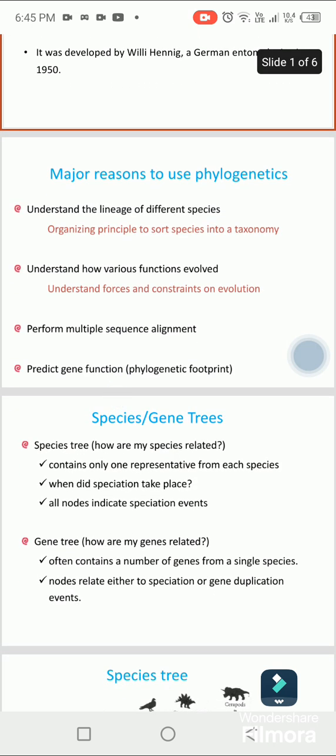Major reasons to use phylogenetics: understand the lineage of different species, organize a principle to sort species through a taxonomy, understand how various functions evolve, understand forces and constraints on evolution, perform multiple sequence alignment, predict gene function, and phylogenetic footprinting.